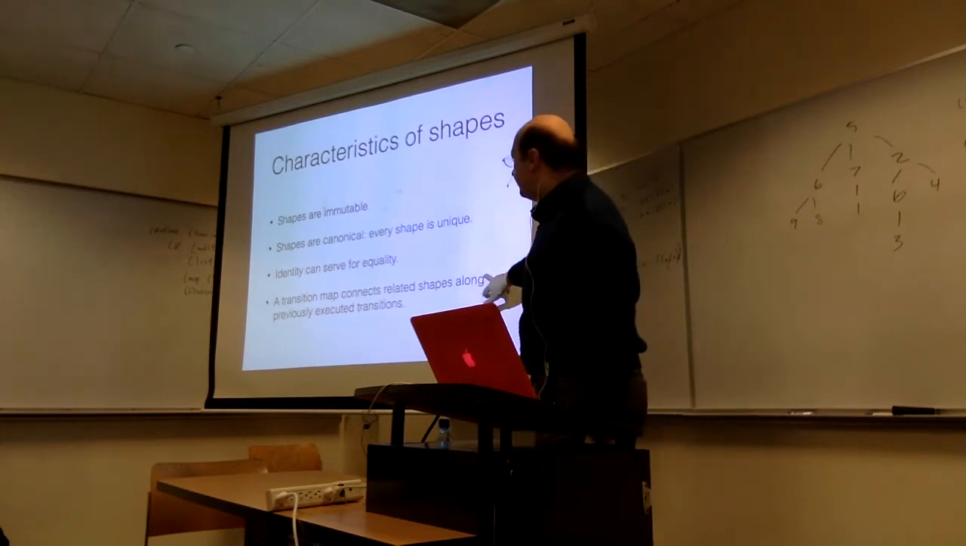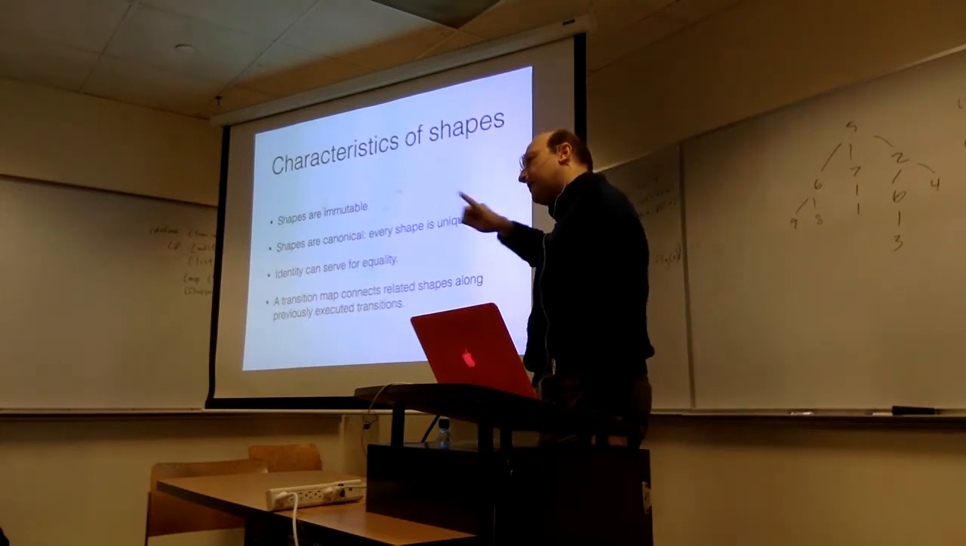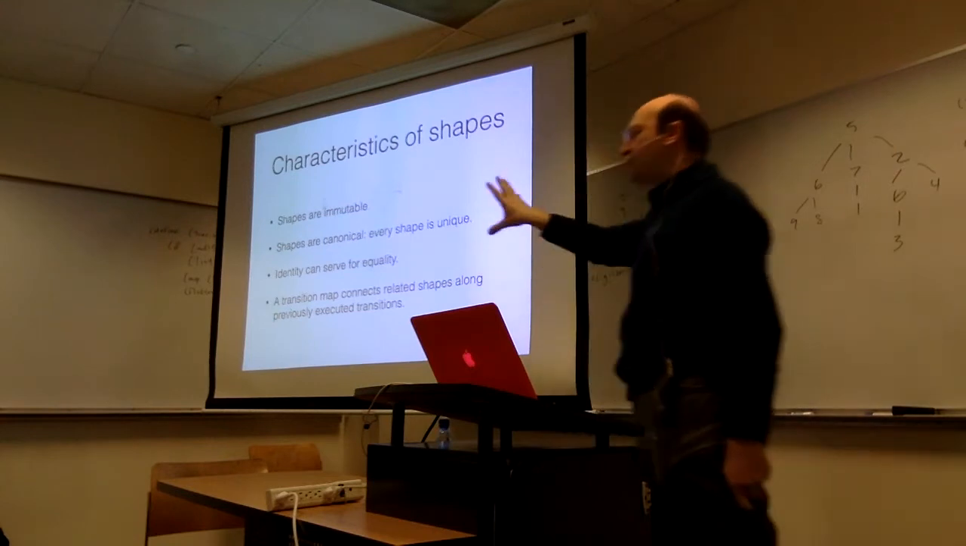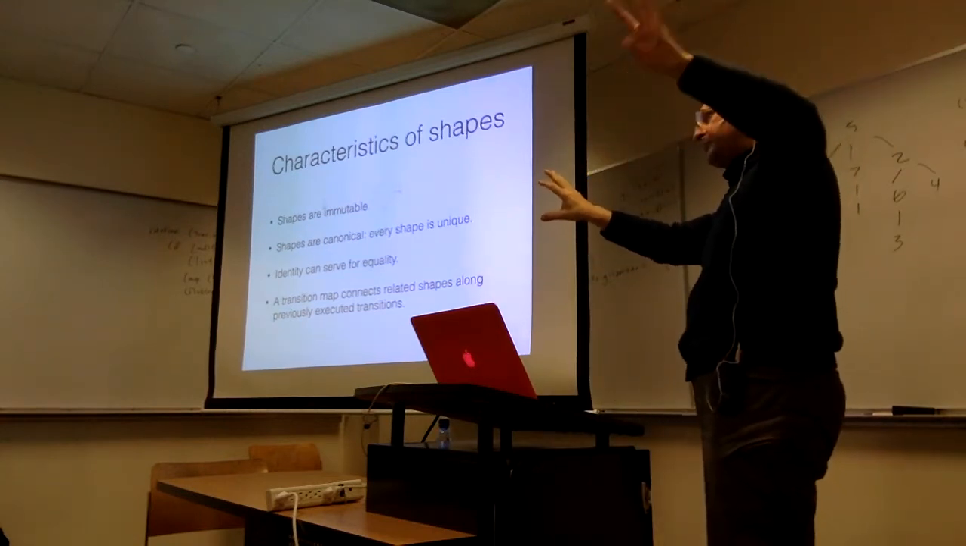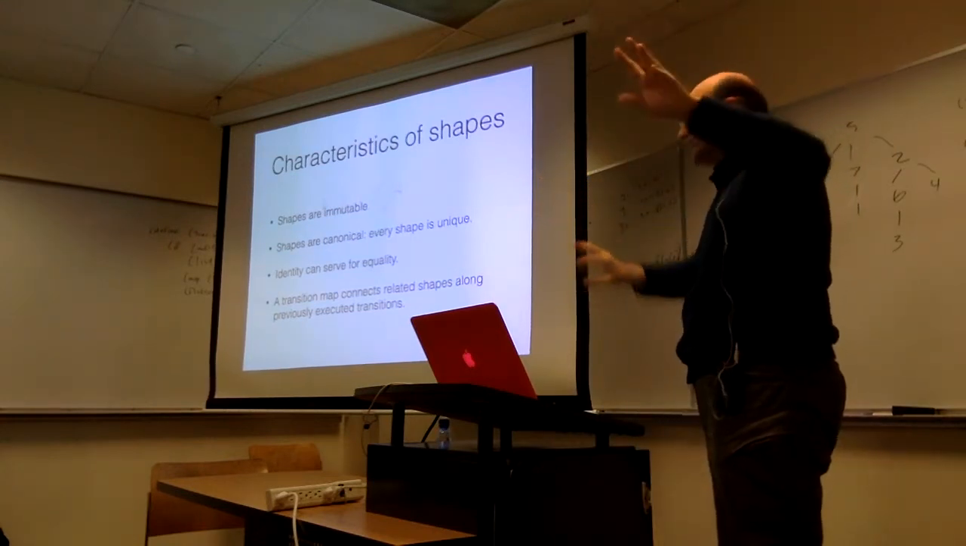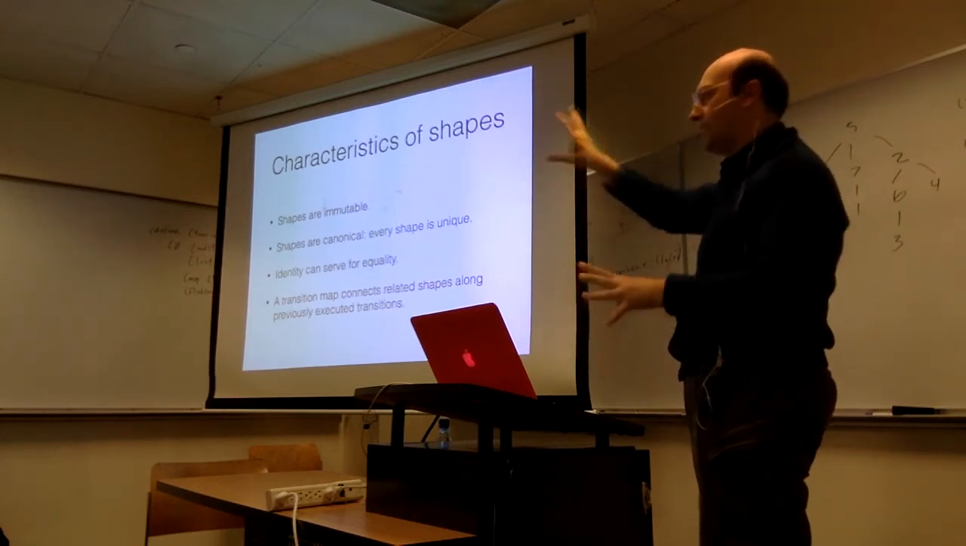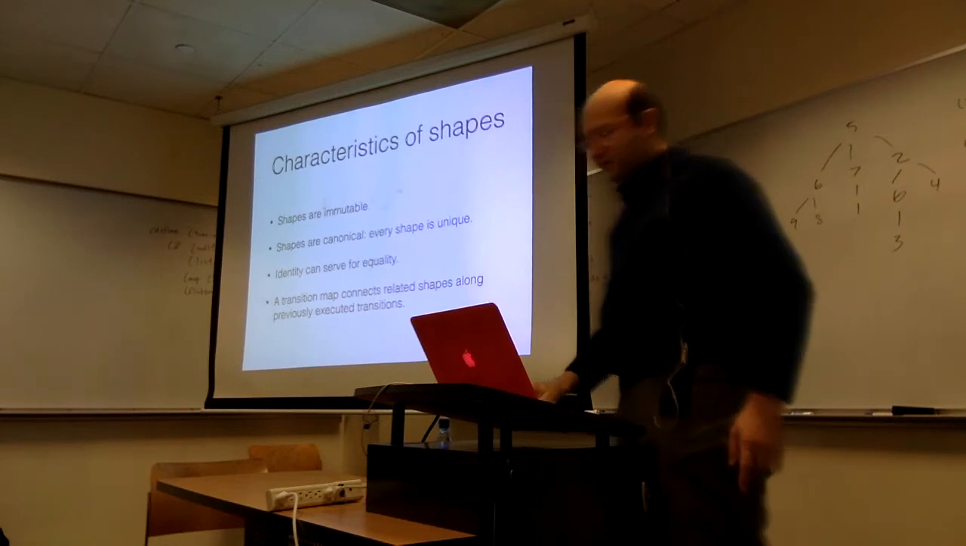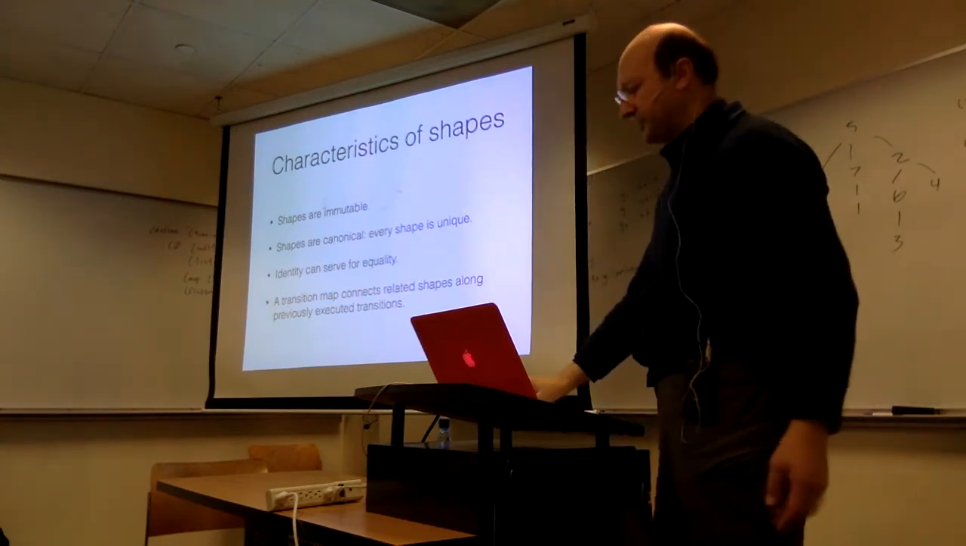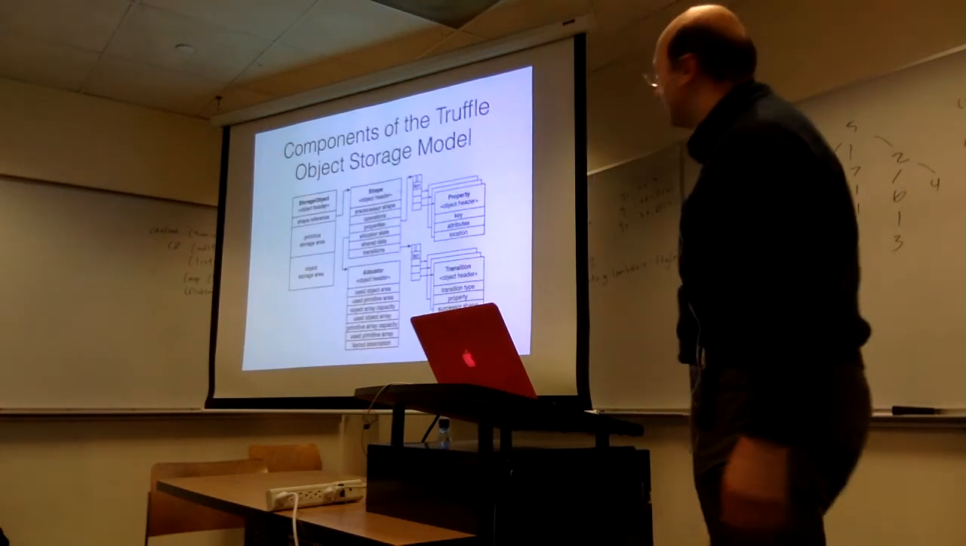And then a transition map is used to connect them together so that when you have a shape and you have a request for a property addition or a type change or a property deletion, you can find the next one if that transition has already taken place really quickly. There's not much computation involved. First time you have to do some computation and maybe creation of a shape, but otherwise no.